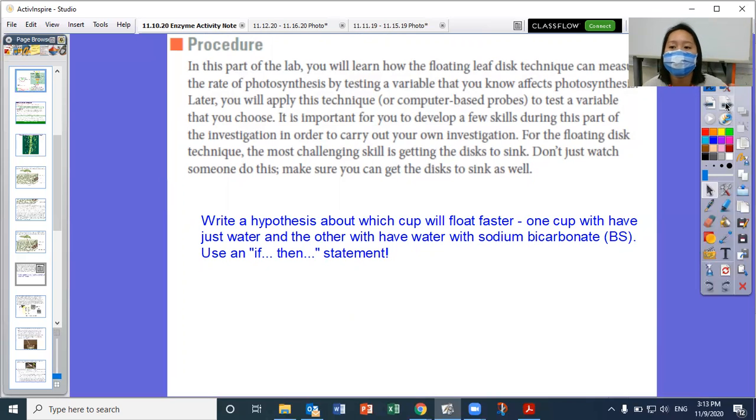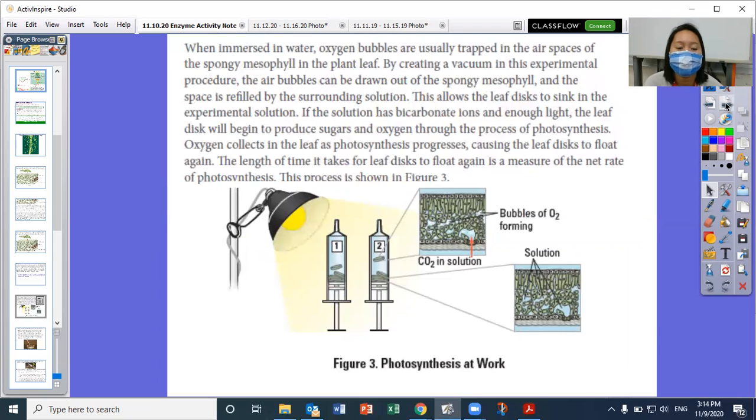Okay, so you're going to be writing this as an if-then statement. You're going to be comparing the cups, right? So you're going to be saying something along the lines of, if the leaf discs have a carbon source in the sodium bicarbonate cup, then they will rise at a faster rate or a slower rate than the cup without a carbon source. And so you're going to be telling me, do you think they're going to rise faster or slower? And it's a pretty straightforward one because everything else about them is going to be the same and kept constant. The only thing different is whether or not they have a carbon source. So if you look at the diagram, this is basically what we're going to be setting up.